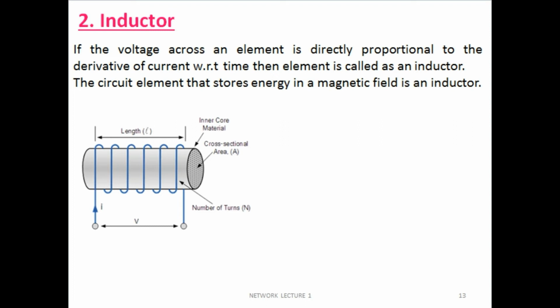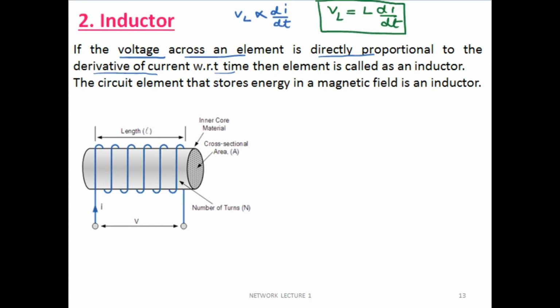Now let us see the next element, the inductor. In the inductor, the voltage across the inductor is directly proportional to the derivative of the current with respect to time. It means the voltage across the inductor is directly proportional to the derivative of the current with respect to time. If we remove the proportionality sign, we get L di by dt. So this is the relation. Okay, so voltage across the inductor is given by L di by dt.